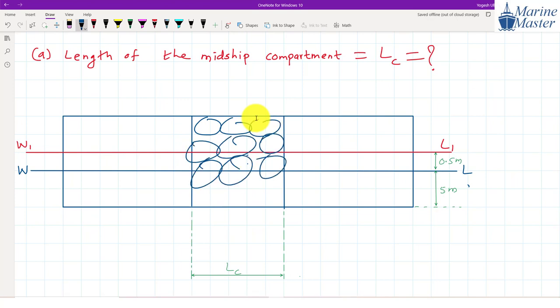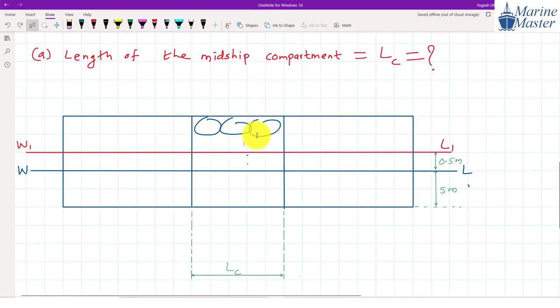Okay, something like this. And we will have some vacant space in between. That will be the scenario here. But what we will do, guys, to make the thing simple, we just shifted cargo on one side.